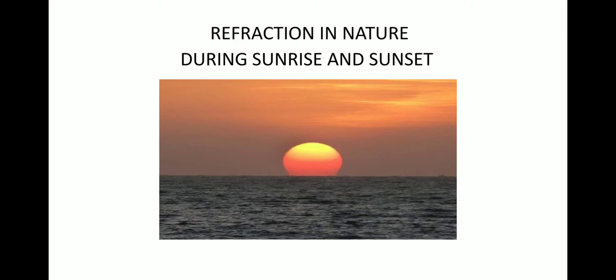Similarly, the same event happens during the sunset. We continue to see the sun even after it actually sets down. It has gone down below the horizon. Thus, we see the sunrise before the actual sunrise, and we see the sun still when it has gone down.